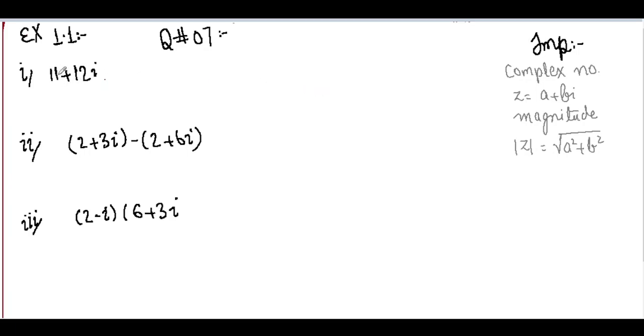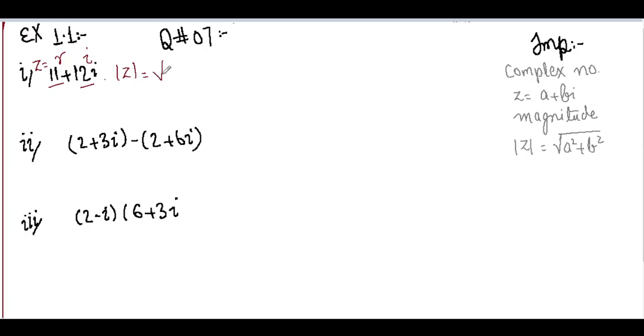Okay, the first complex number is 11 plus 12 iota. Let it be equal to z, where 11 is the real part and 12 is the imaginary part. Now we are going to find |z|. I guess we should call it magnitude of z.